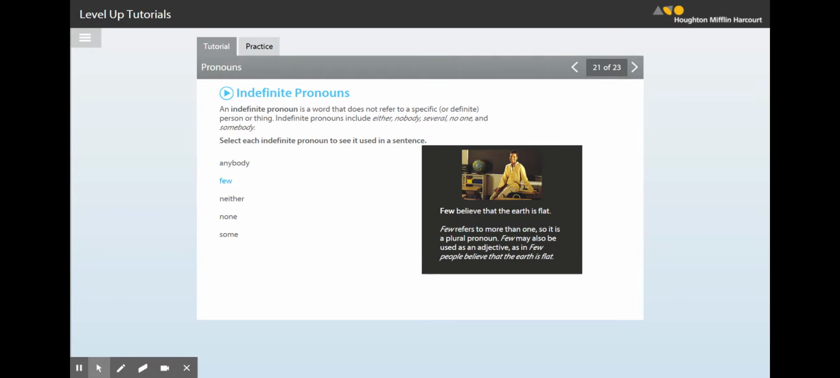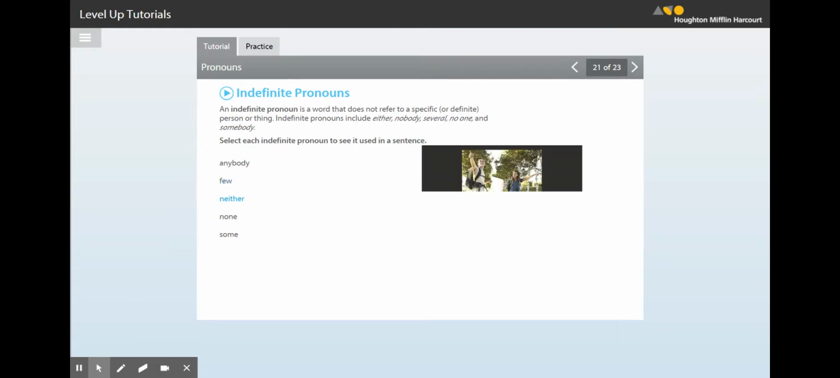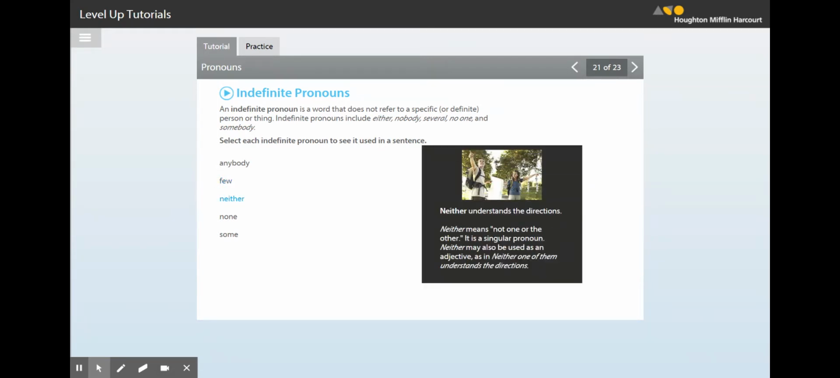Few believe that the earth is flat. So few refers to more than one, and it's plural. It can also be used as an adjective, such as few people believe the earth is flat. Neither. Neither understands the directions. Neither means not one or the other, so it's singular.